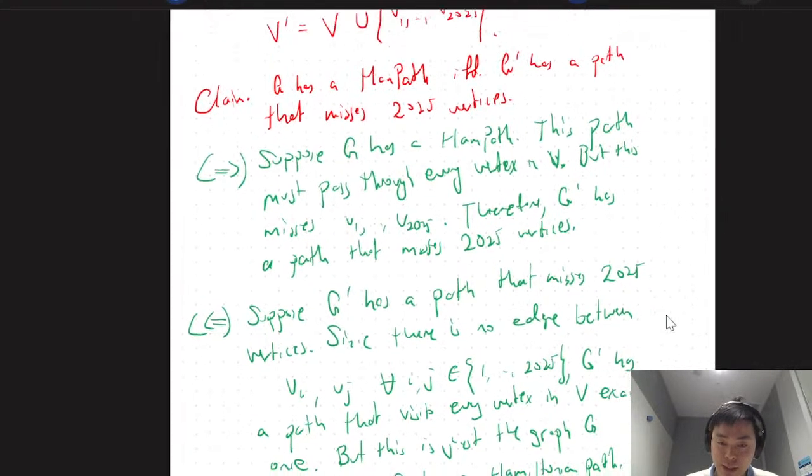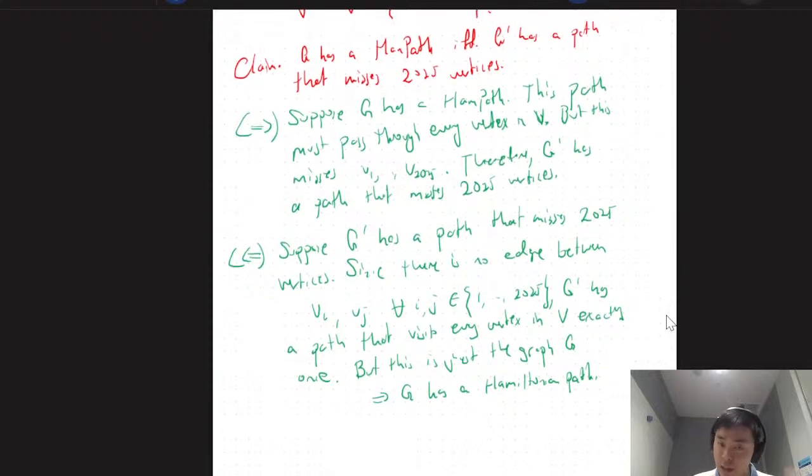Does this argument here make sense to everyone? So what I've shown is in the forward direction, if I know that the original graph has a Hamiltonian path, then the new graph that I've created must have a simple path that visits everything but the 2025 vertices that I've created. And so that means that my new graph has a path that misses the 2025 vertices. And in the backward direction, let's suppose you have a path. You don't know originally that the path itself must belong in the original graph, but let's suppose that the path itself misses 2025 vertices, and we can assume this by assumption.